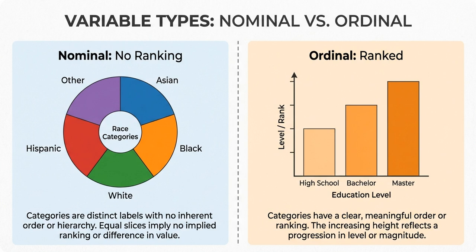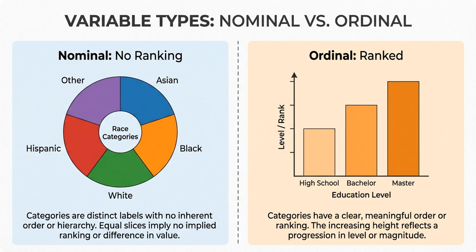Variables can be categorized based on their properties. First, we have nominal variables. With nominal variables, there's no inherent ranking between categories or attributes. The values assigned to categories simply represent the category names. Examples include gender, race, or blood type.